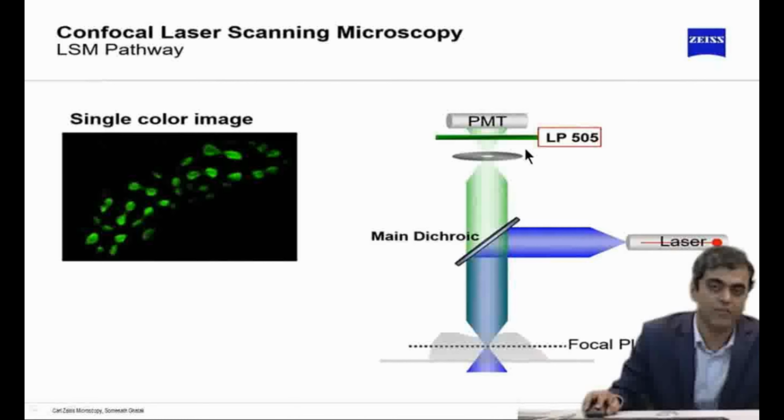There is again a long pass filter, so anything above 505 nanometer is being collected by the PMT. This is for one channel.